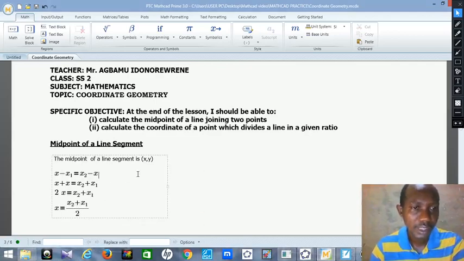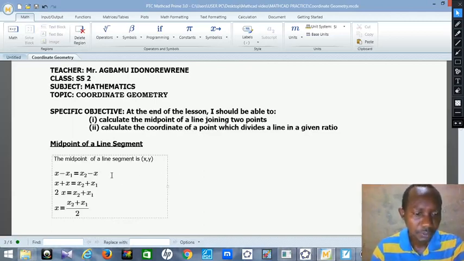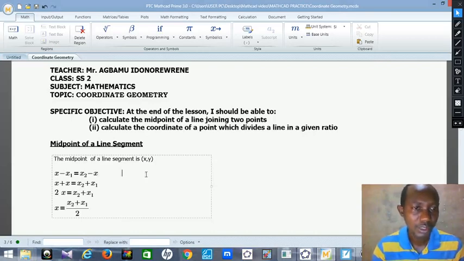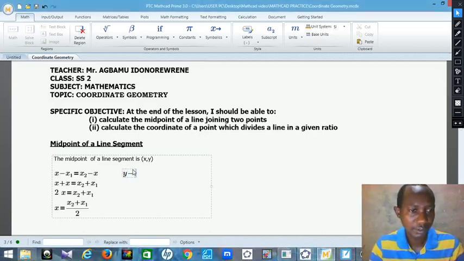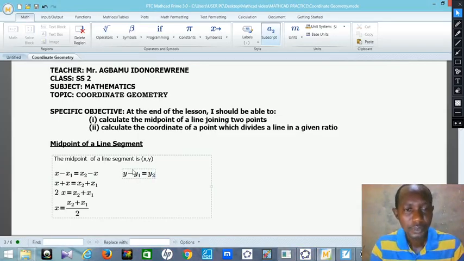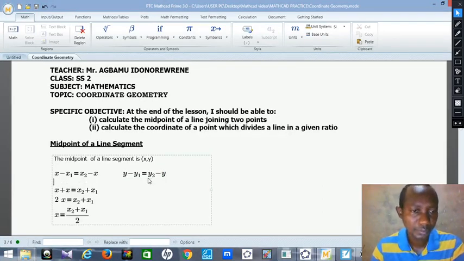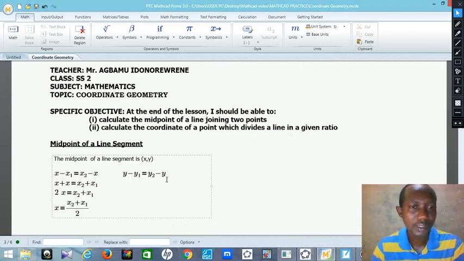So you get that. So for us to get y, we do the same thing. Let me just do it on this corner. If I do the same thing for y, let's put it in mathematical form, which is y minus y1 equals y2 minus y. So the same thing you do to get your x, you do to get your y coordinate. Then when you move to the next line, let me move to this side so that we can get it well.